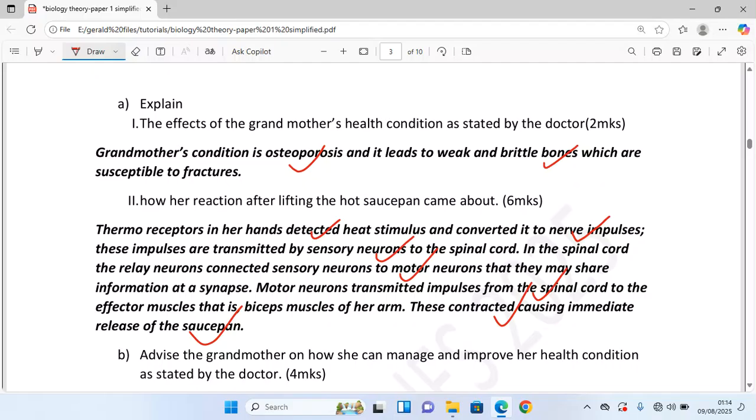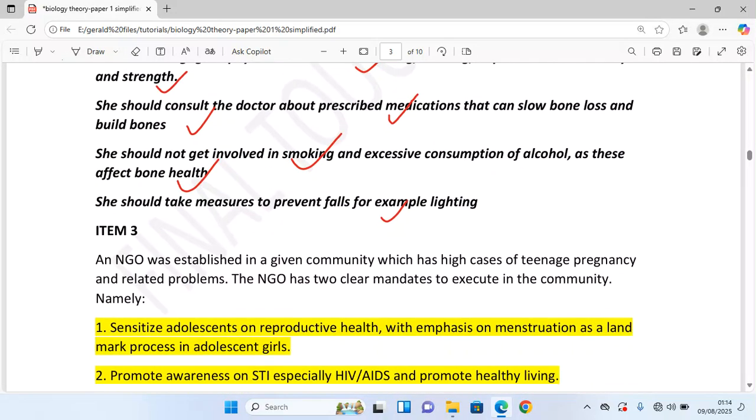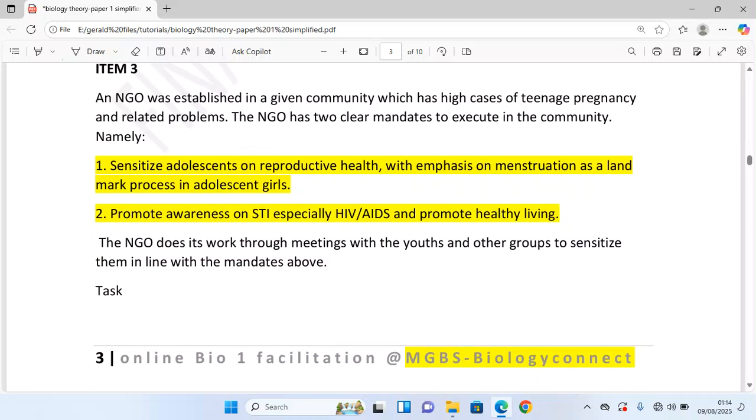Okay, so I think without wasting time, we can go to item 3. So item 3 looks at concepts of reproduction, growth, development, inheritance, that is genetics, variations. Yeah, most of those concepts are on item 3.